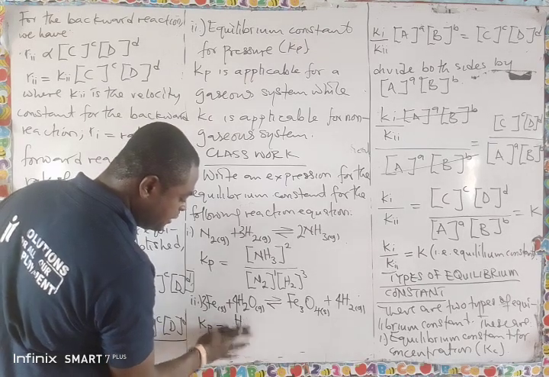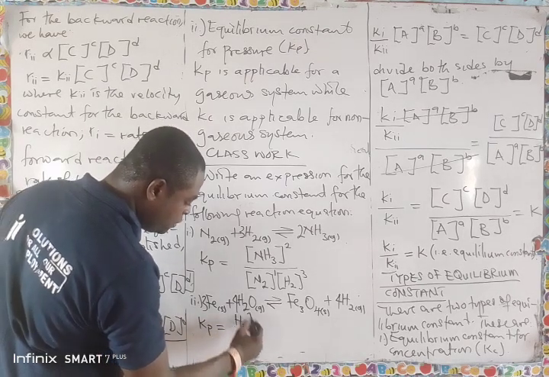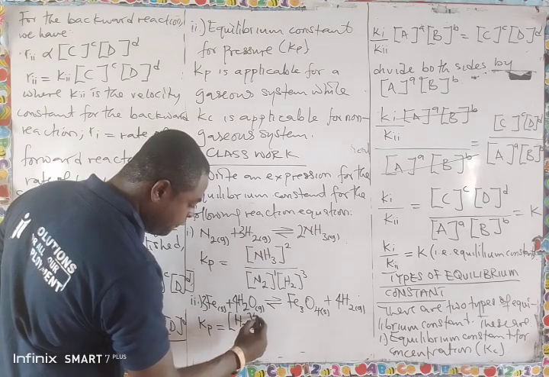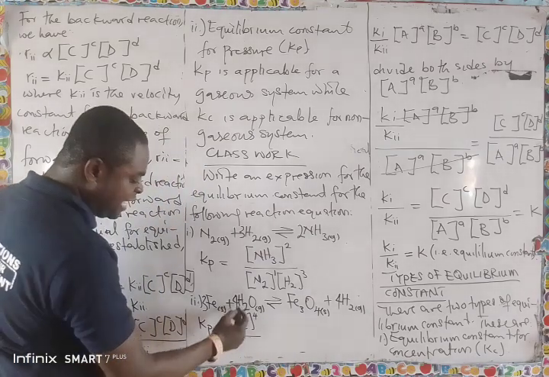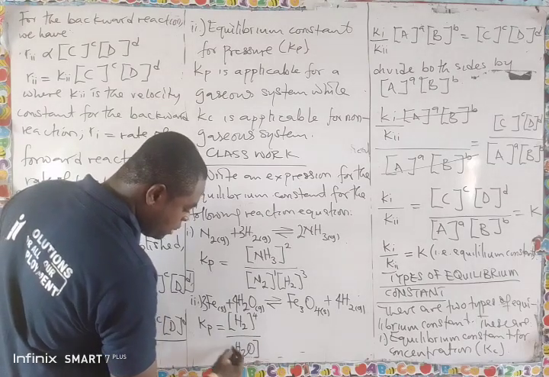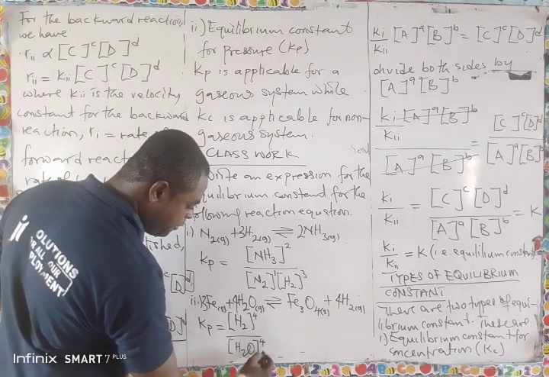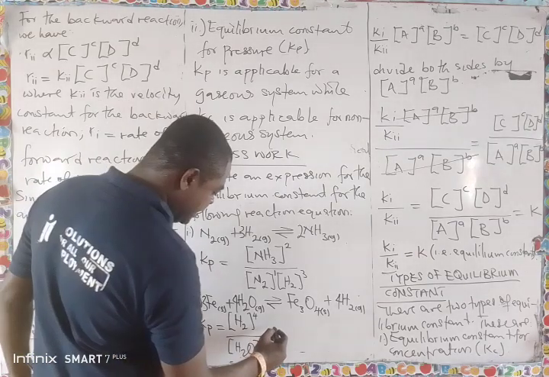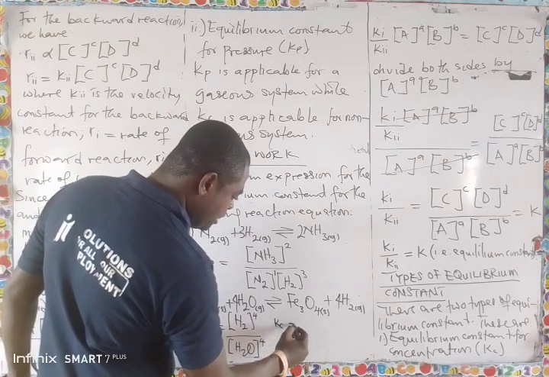That's H2 raised to power 4, divided by the reactant, H2O, raised to power 4. This is the Kp.